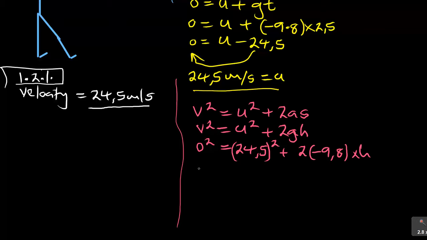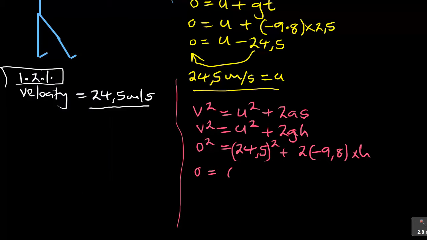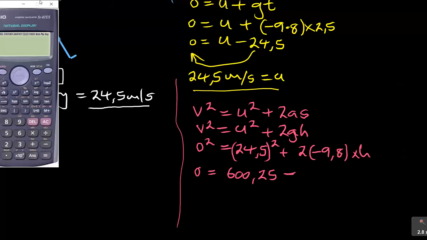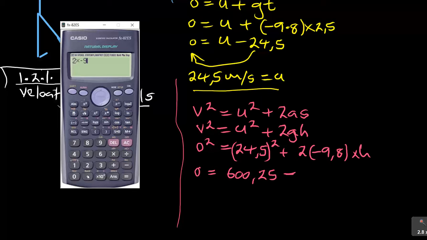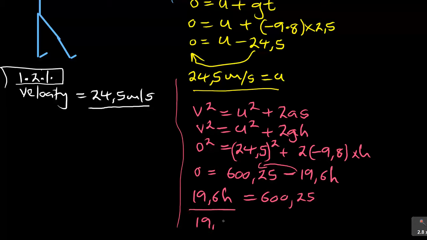Now if I simplify this, it will be 0 is equal to 24.5 squared, which gives me 600.25, minus 2 times 9.8, which gives me negative 19.6, times height. Now take negative 19.6 to the other side, it will be positive 19.6 h is equal to 600.25. Then we divide by that 19.6 on both sides, because what we're interested is the height.